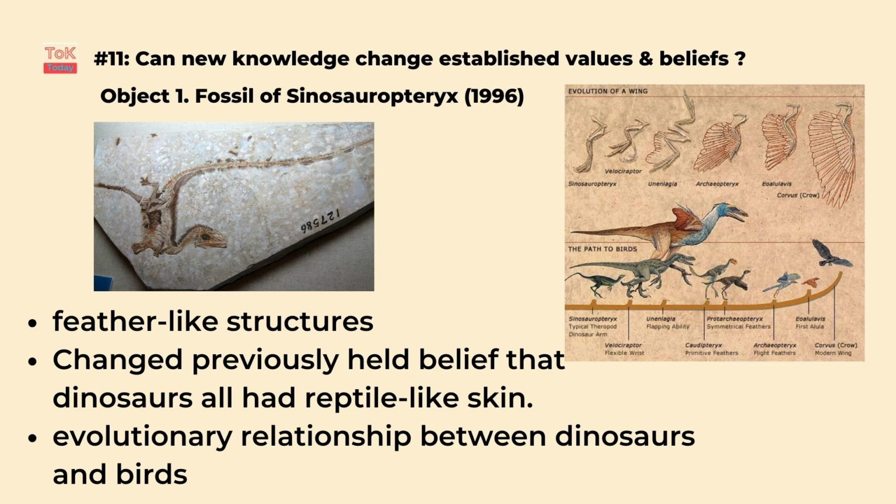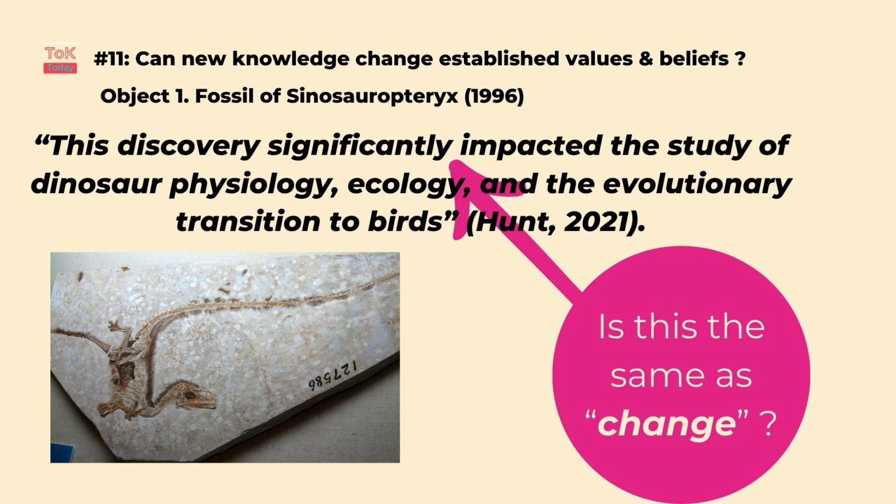Now, this finding provided the first concrete proof that some dinosaurs had feathers, reshaping the perception of their appearance and behavior. It suggested a closer evolutionary relationship between dinosaurs and birds, supporting the theory that modern birds are direct descendants of theropod dinosaurs. Now, this discovery significantly impacted the study of dinosaur physiology, ecology, and the evolutionary transition to birds.